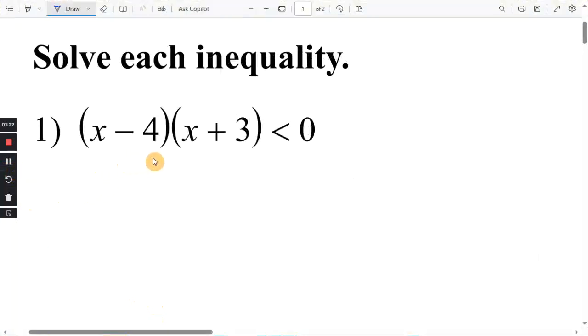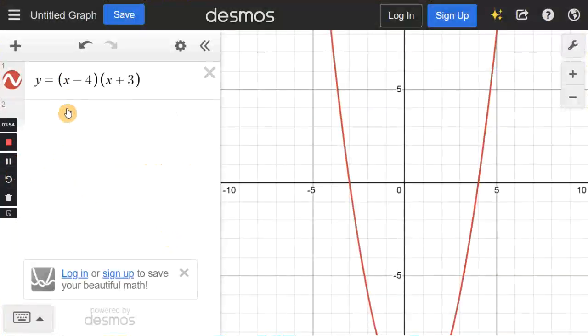All right, so we have this polynomial in factored form, and we want to find out where this is going to be less than 0. Now, we're not going to be solving these graphically. We're going to solve them algebraically, but I want to show you this on the graph before we begin. So I am just going to graph on the online graphing calculator. I'm going to graph y equals this right here and show you what it looks like. All right, y equals x minus 4 times x plus 3.